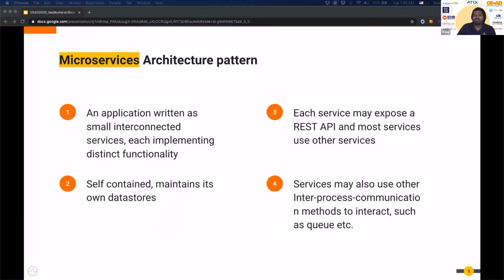To summarize what we discussed with regard to the microservices architecture, it is an application written as small interconnected services, and each has independent, distinct functionalities. Which means it's self-contained and maintains its own data stores and databases. Each service may expose a REST service or any other standard protocol, for example gRPC or something like that. Those services can be accessed through the network. The service may also use other inter-process communication methods such as queues or JMS and so on and so forth.